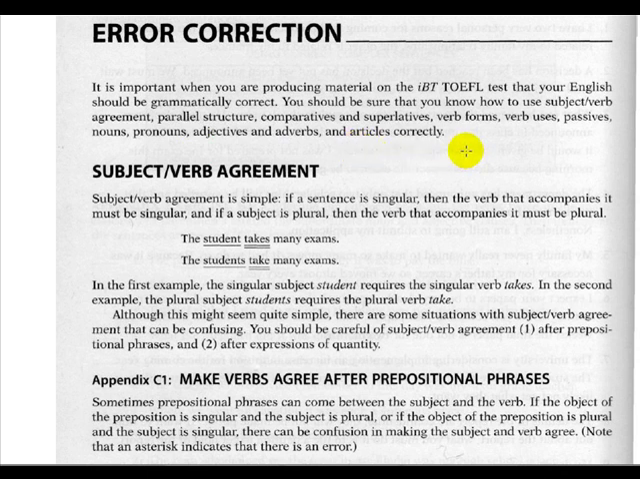Now, this first part is on the subject-verb agreement, and I will go through this and explain what it has to say and what is the correct use of subject-verb agreement. Subject-verb agreement is simple. If the subject is singular, then the verb that accompanies it must be singular. If the subject is plural, then the verb that accompanies it must also be plural.